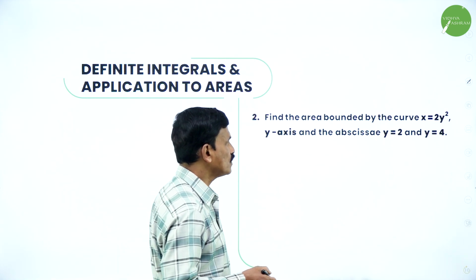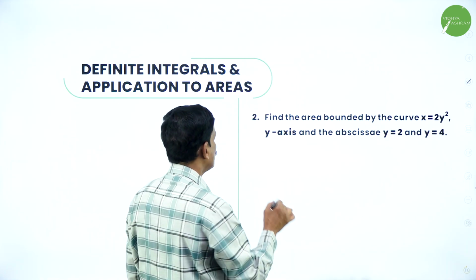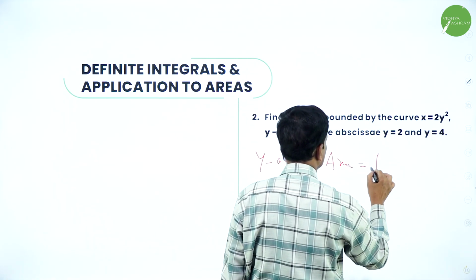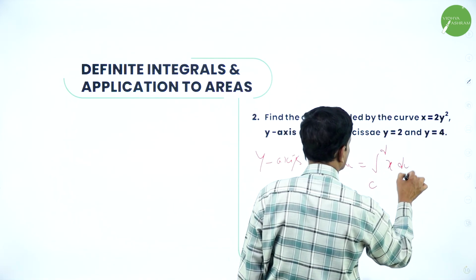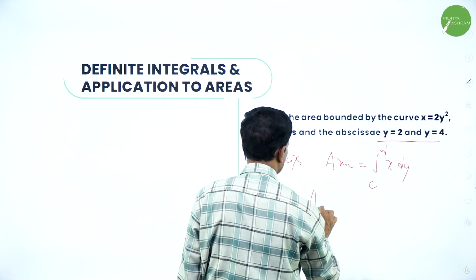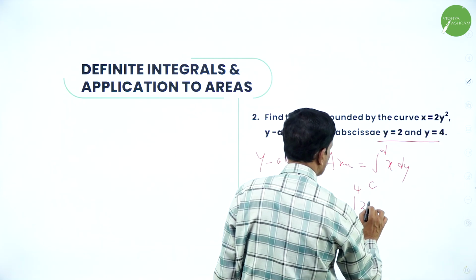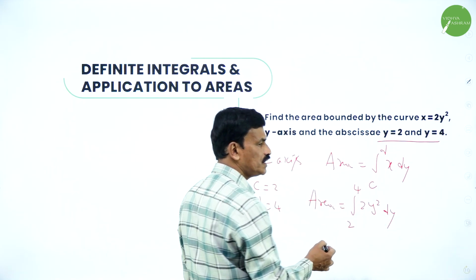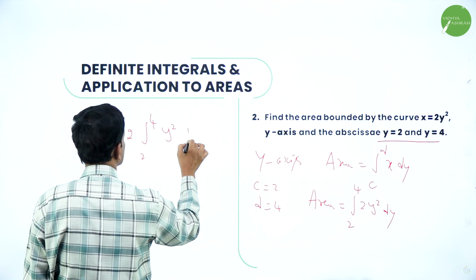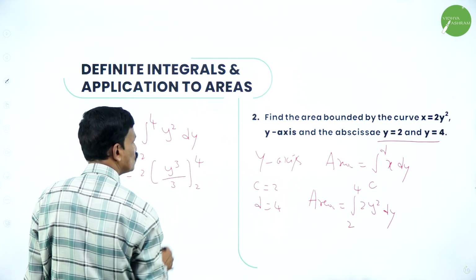Find the area bounded by the curve x equals 2y square and y-axis, and the abscissa y equals 2 and y equals 4. Now the axis is the y-axis, and therefore the area is equal to integral c to d x dy. What is c? c equals 2 and d equals 4. So the required area is integral 2 to 4 of 2y square dy. I integrate it. 2 out, integral 2 to 4 y square dy. 2 into the integral of y square, which is y cube by 3, between limits 2 to 4.